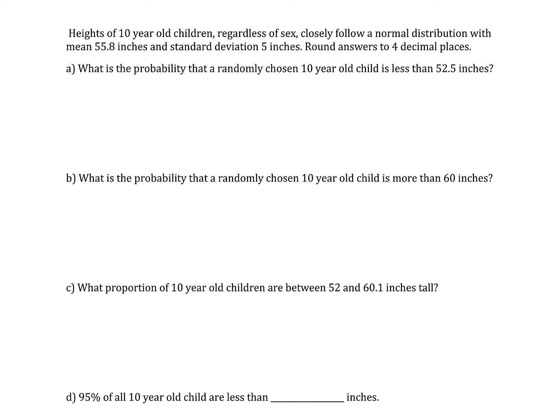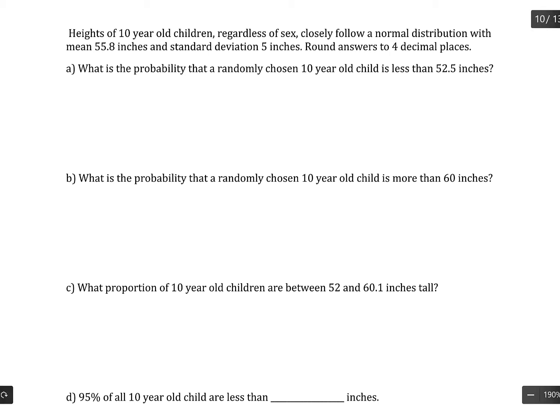Heights of 10-year-old children, regardless of sex, closely follow a normal distribution with mean 55.8 inches and standard deviation of 5 inches. Round answers to 4 decimal places. What is the probability that a randomly chosen 10-year-old child is less than 52.5 inches?